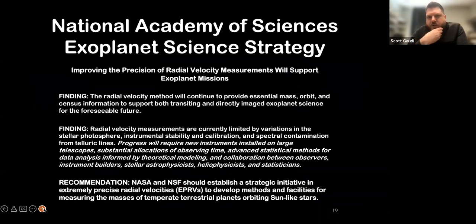As I mentioned, I was co-chair of the National Academy of Sciences Exoplanet Science Strategy, and our committee emphasized the importance of continuing to develop EPRV as an important tool for characterizing exoplanets and measuring their masses. So our recommendation was that NASA and NSF should establish a strategic initiative for extremely precise radial velocities so that we can get down to these precisions. And why NASA and NSF? Well, NASA is really good at project management, and this would be a pretty broad and extensive project. NSF is good at dealing with ground-based facilities. So together they really are complementary and are required to get this done.